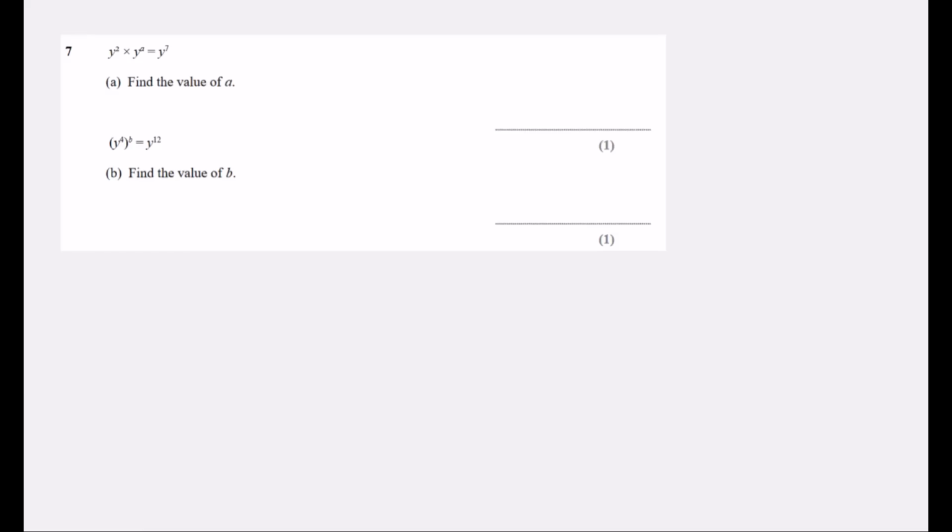Y squared times y to the power of a equals y to the power of 7. Find the value of a. When we multiply indices, we add the powers. So 2 plus a must equal 7. What does a have to be? A must be 5. And y to the power of 4 to the power of b equals y to the power of 12. Find the value of b.